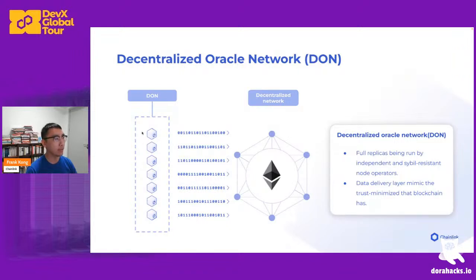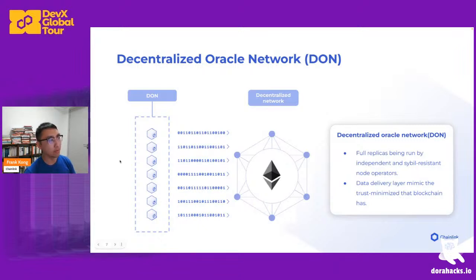After the data is fetched by the different nodes under this DON, they will talk to each other and do something like a consensus, but we call it aggregation. They will calculate the median value of all the results fetched by the nodes under this network, and then aggregate these results into a final report.